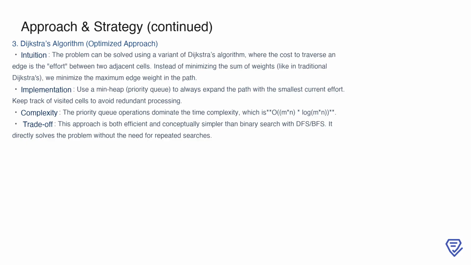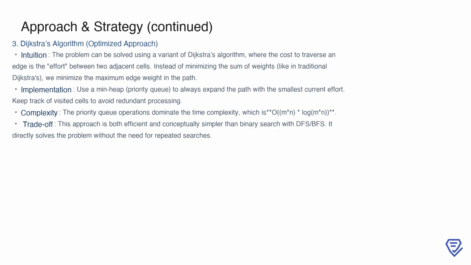In this approach, the effort between two adjacent cells is treated as the edge weight, and instead of minimizing the total path weight, as in the traditional Dijkstra's, we aim to minimize the maximum edge weight along the path. A priority queue, or min-heap, is used to prioritize paths with the smallest current maximum effort, ensuring efficient exploration of the grid. To avoid redundant processing, we keep track of visited cells. The time complexity is dominated by the operations on the priority queue, which is O(m*n log(m*n)).